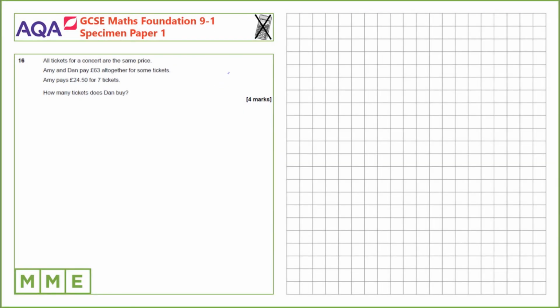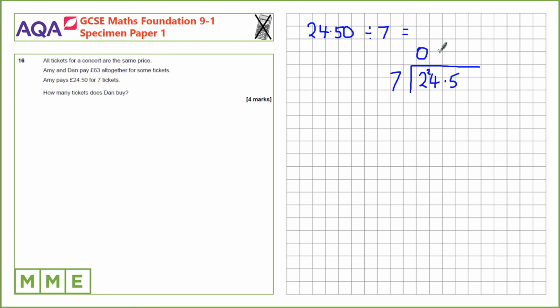Question 16. All tickets for a concert are the same price. Amy and Dan pay £63 altogether for some tickets. Amy pays £24.50 for 7 tickets. How many tickets does Dan buy? First, we need to know the price of 1 ticket, and we can work that out from the price that Amy has paid. If we take £24.50 and divide it by 7, we'll get the price of a ticket. We can do that using short division, so 7 into 24.5. 7's into 2, it doesn't go.